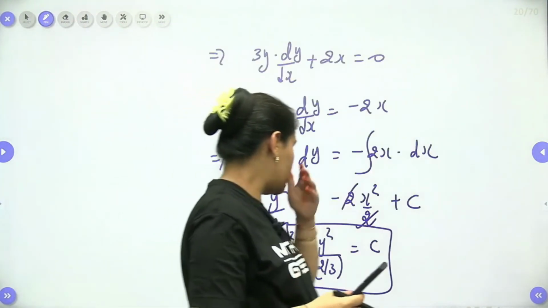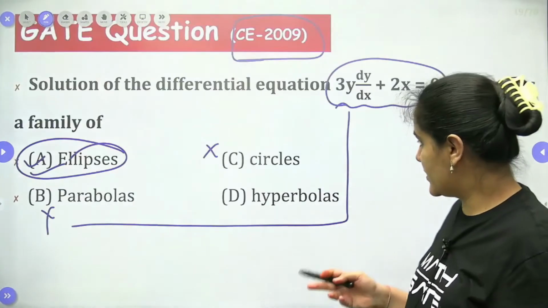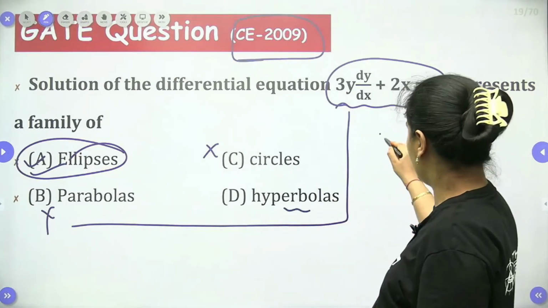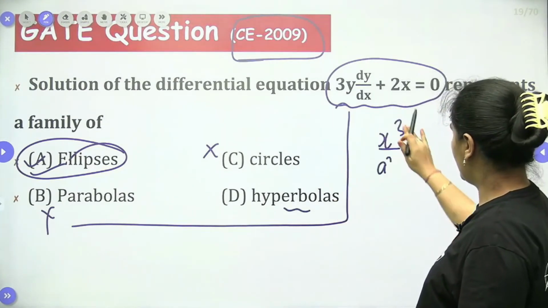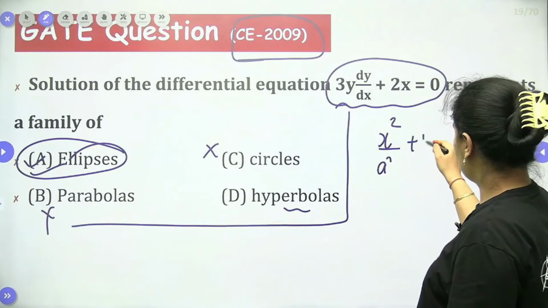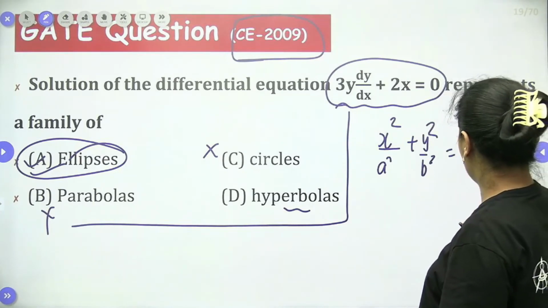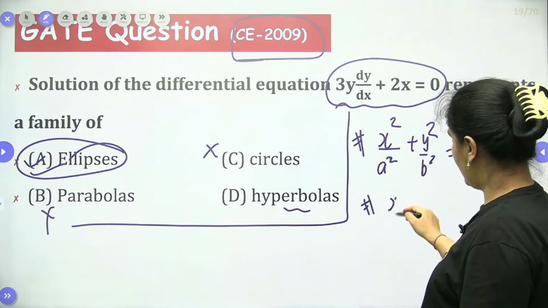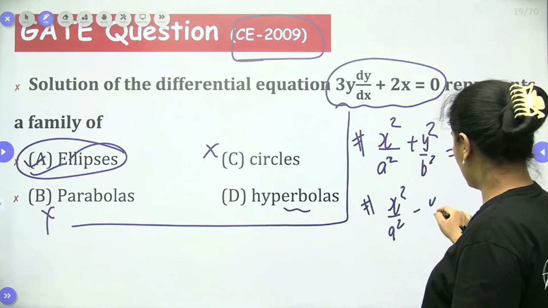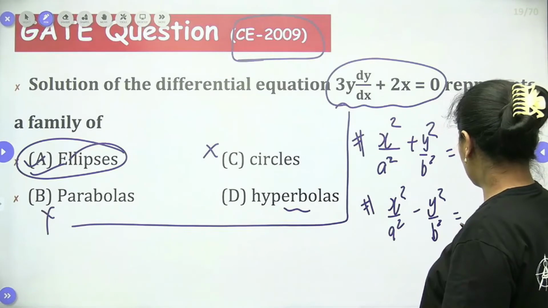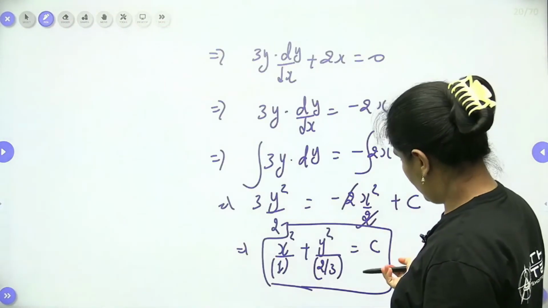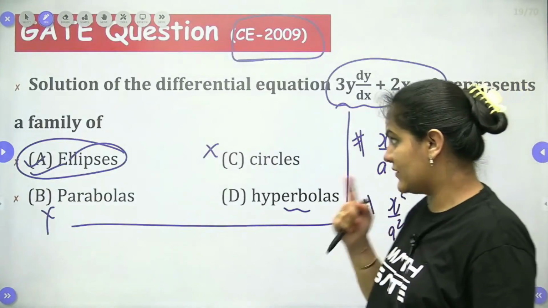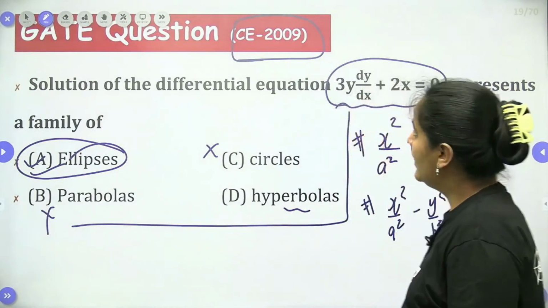I was confused because there are options. Okay, circles and parabolas are already removed now, so we know very well the equation of ellipse is x square by a square plus y square by b square is equal to 1. That's why I was confirming. And the equation of hyperbola has the negative sign, x square by a square minus y square by b square is equal to 1. So we are done with this one. There is no need for confusion. So the answer is A only, dear students.